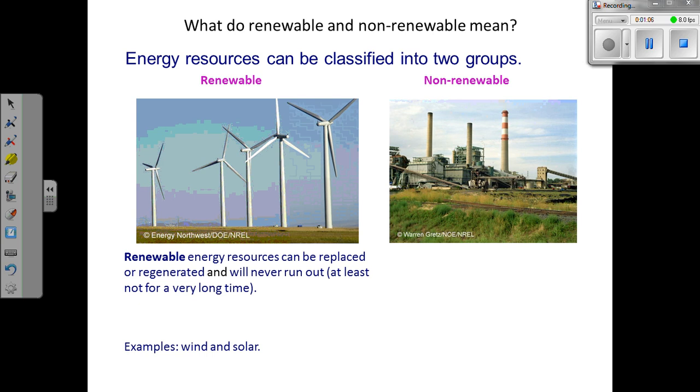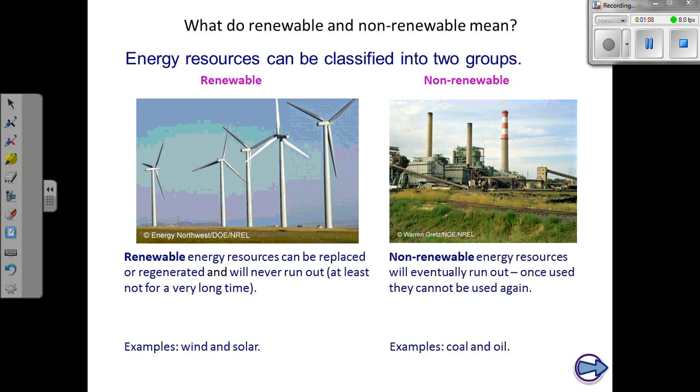Non-renewable, what we are focusing on today, however, are energy resources that will eventually run out. Once used, they cannot be used again. For example, coal and oil.